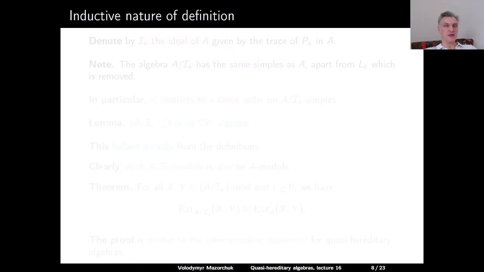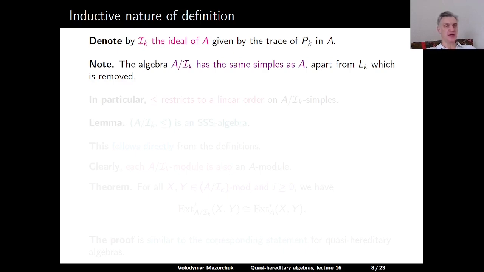In order to prove the induction step, let us first discuss the inductive nature of the definition of stratified algebras. Let us denote by curly I sub k the ideal of A, which is given by the trace of the projective module P_k in A. Then the quotient algebra A modulo I_k has the same simples as A, apart from the simple L_k, which is killed because we kill the trace of P_k in A.